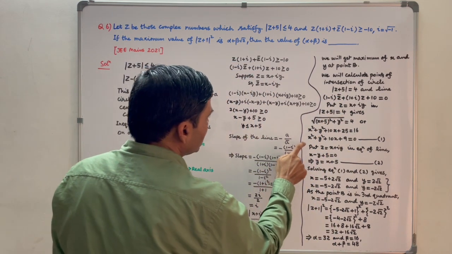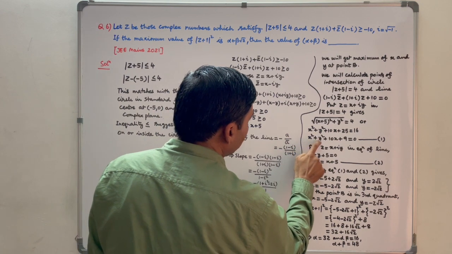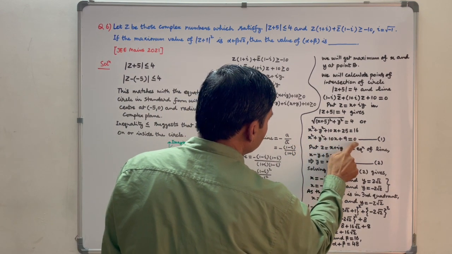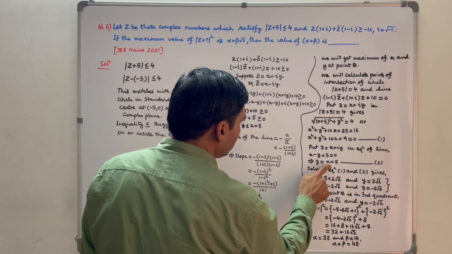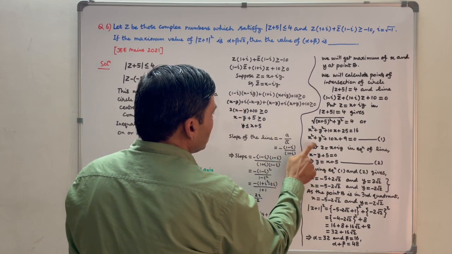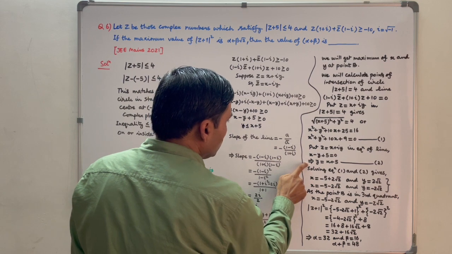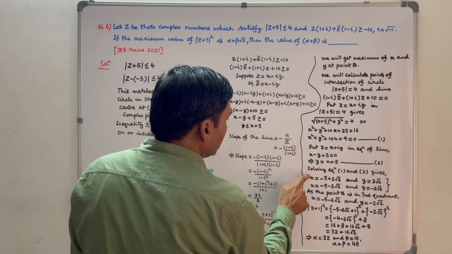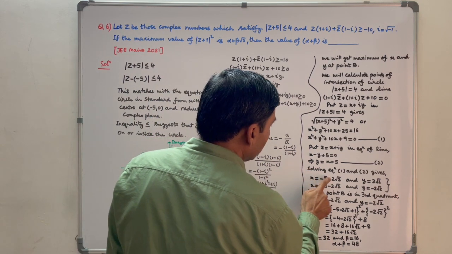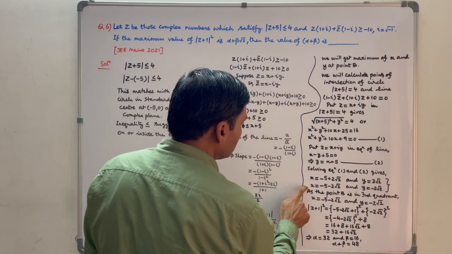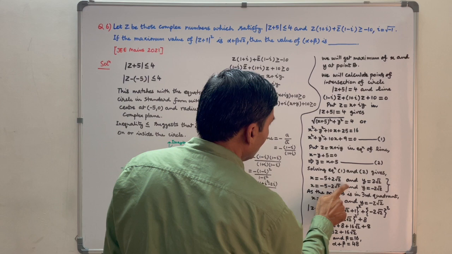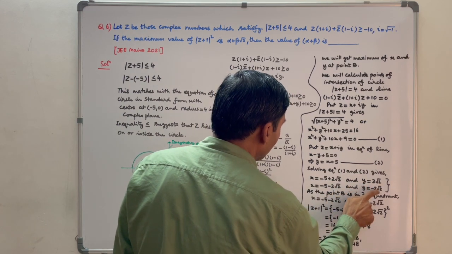So the equation of the circle we will get is x square plus y square plus 10x plus 9 is equal to 0, and the equation of the straight line is y is equal to x plus 5. We can solve equation 1 and equation 2 to get 2 points. When x is equal to minus 5 plus 2 root 2, y is equal to 2 root 2, and when x is equal to minus 5 minus 2 root 2, y is equal to minus 2 root 2.